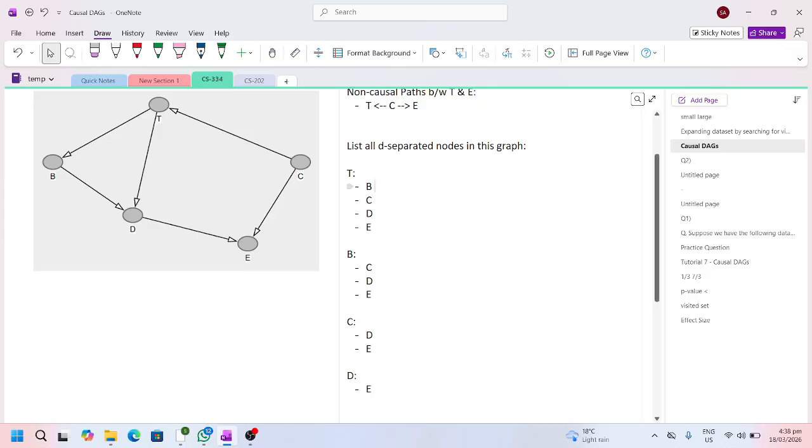So let's see, we're actually going to have to check them one at a time. It's a bit of a pain. Typically, a question will ask you to check for any two nodes actually.